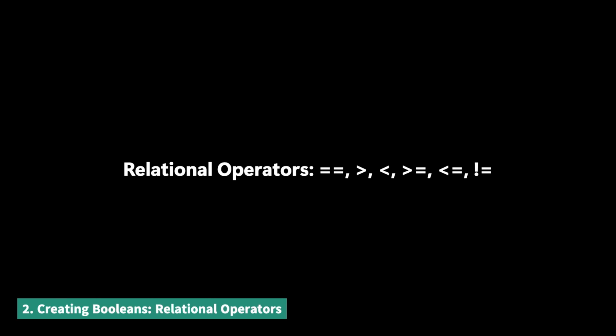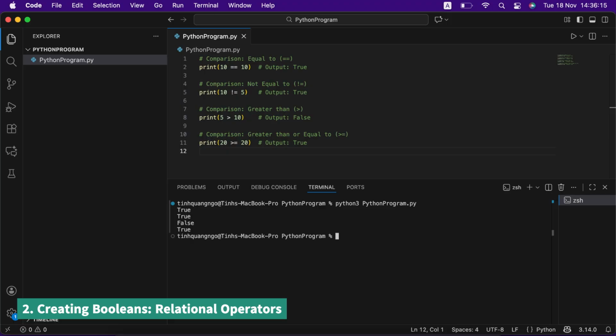You rarely create a Boolean value directly like we just did. Instead, they are generated automatically when you use relational operators, which are operators that compare two values. Let's see some examples of how these comparisons work. Every time you use a relational operator, Python evaluates the statement and returns a Boolean, either true or false.